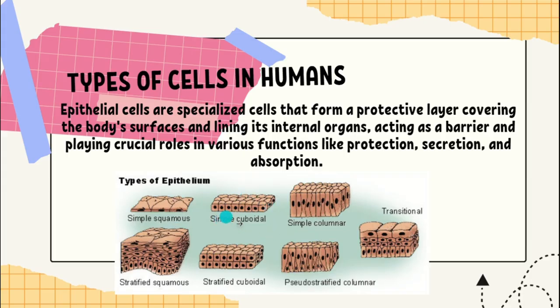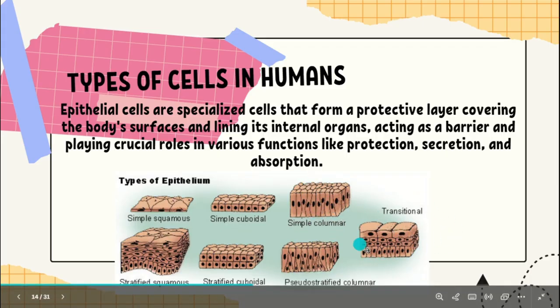You have simple cuboidal, and when we say simple, it doesn't mean that it's one layer. Basically, the first part of the name refers to the layer, and the second part of the name refers to the shape. So just layer, shape. And right here, this is layer, shape. This also says simple because it's one layer, columnar because they are shaped like columns.